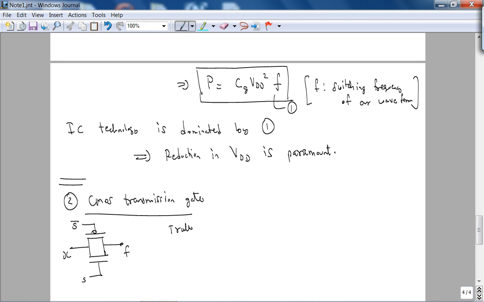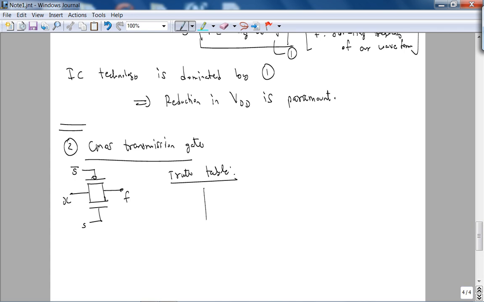The truth table, and we can easily understand the way this works, that is S and F. This is not really a truth table in the sense it doesn't have zeros and ones, so let's call this a function table. It describes the functionality of this device. So when S is zero, this S-not goes into the gate of the PMOS, so this is a one, the PMOS is off, so is the NMOS, so F is actually floating. That is, it's an open circuit between X and F. This is called the high impedance state.